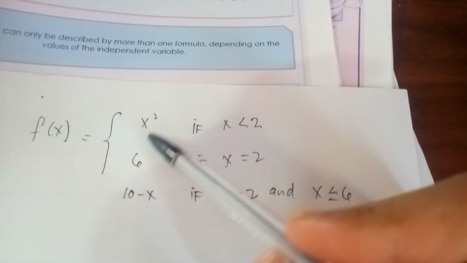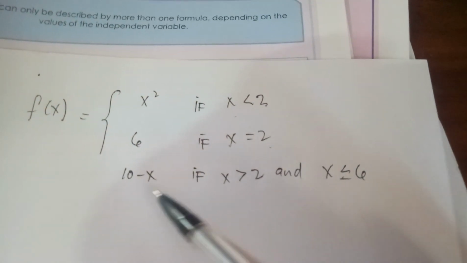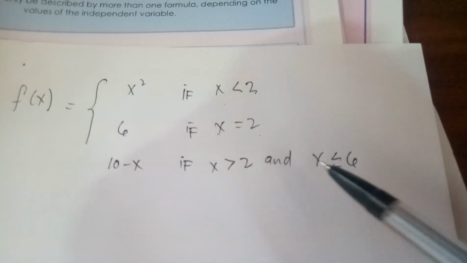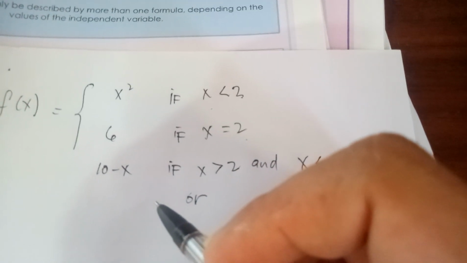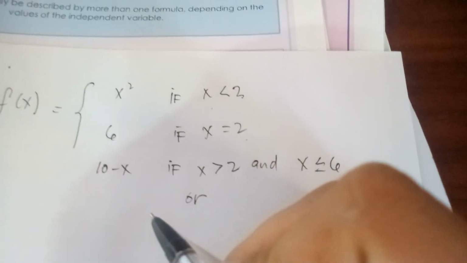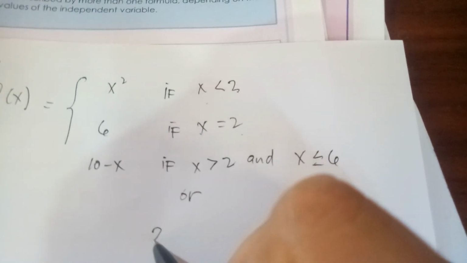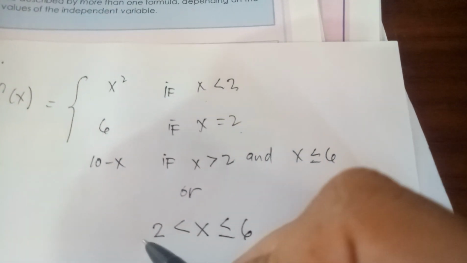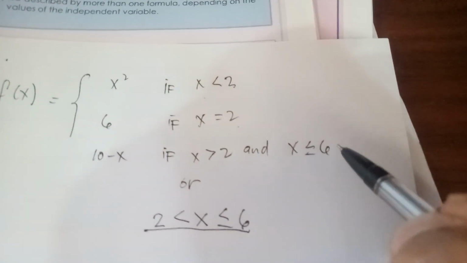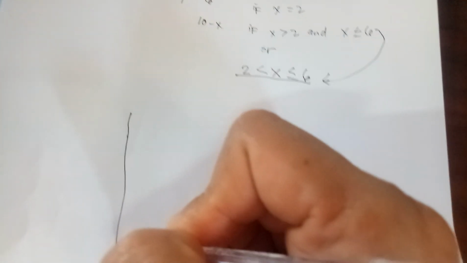We have here f of x is equal to x squared if x is less than 2, 6 if x is equal to 2, and 10 minus x if x is greater than 2 and x is less than or equal to 6. Or you can also rewrite this in interval notation: x is greater than 2 and less than or equal to 6. Okay, so this is another representation.